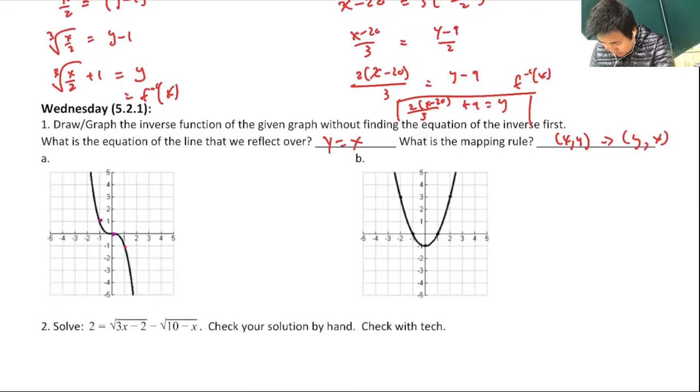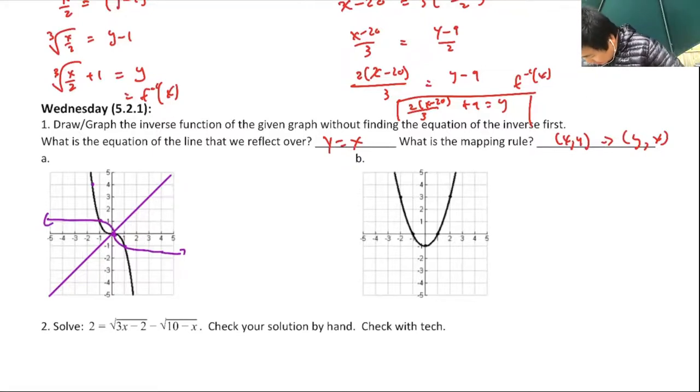And then you have negative 1, 1, so it's 1, negative 1. Another point here, negative 1.5, 4, so 4, negative 1.5. Here are the points. So 0, negative 1 becomes negative 1, 0. I have 1, 0, so 0, 1. And I have 2, 3, so 3, 2. And negative 2, 3, so 3, negative 2.